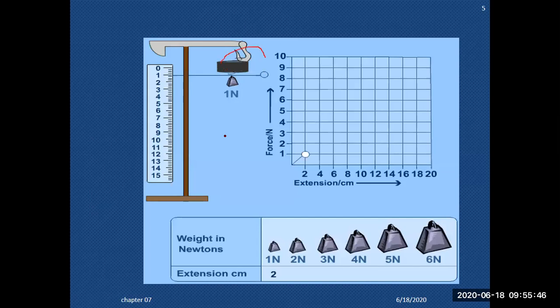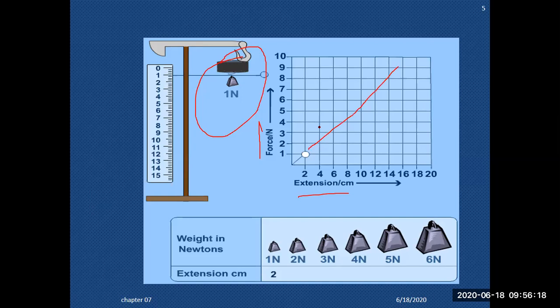So here is an experiment. You see different weights hanging with the help of slotted weights, and this is the scale pointer. As you increase the weight, the pointer will move, the extension will change, and you draw a graph. On the x-axis you take extension, on the y-axis you take force, and you will see that with the increase of force, the extension also increases, which shows there is a straight line between extension and force.